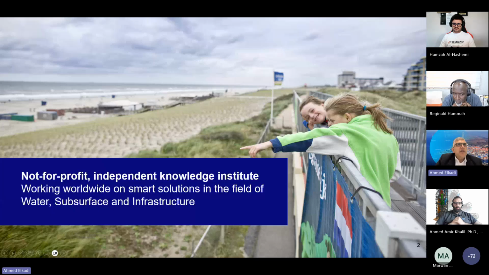One slide or two on Deltares. Deltares is an applied research institute based in the Netherlands. And applied is important because that differentiates us from the university. We are looking really at translating fundamental research into applicable solutions. We work worldwide. Our focus is water, subsurface and infrastructure. So deltas and coastal areas are our main focus and knowledge.